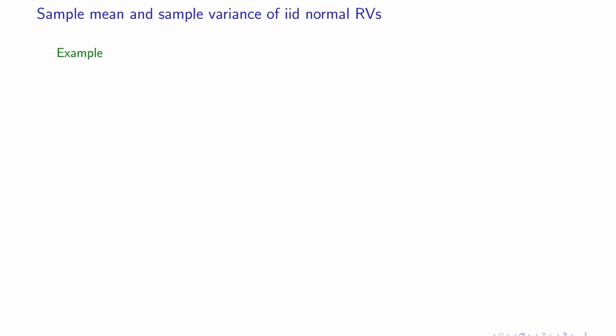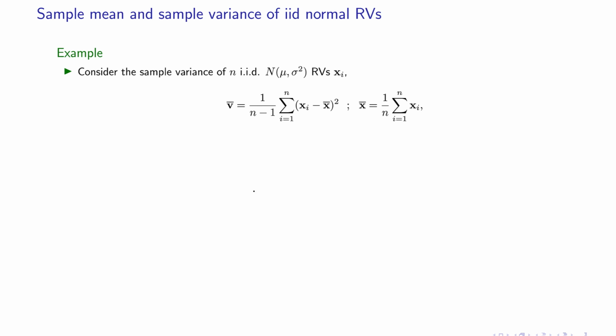The second example is related to the sample mean and sample variance of independent normal random variables which have identical distributions. In this example, suppose that you have n independent normally distributed random variables with mean mu and variance sigma squared. If you take the sample variance, you remember, you multiply by 1 over n minus 1 the sum of the squared deviations from the sample mean. So this is the sample mean. Remember, the sample mean and the mean are different. This mu is the true mean.